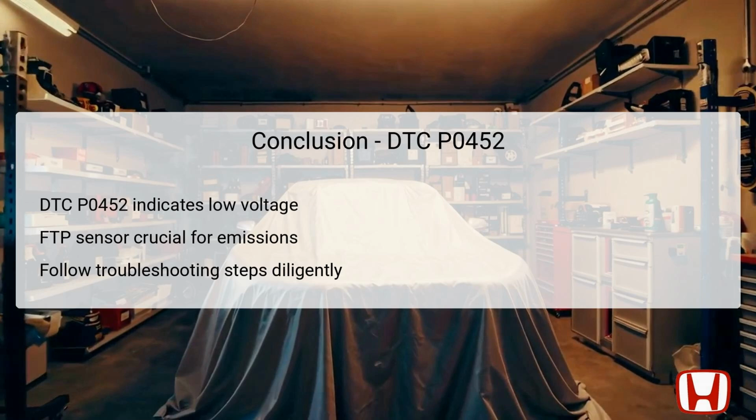In conclusion, DTC P0452 signifies a low voltage condition in the FTP sensor circuit, which is integral for monitoring fuel vapor pressure and overall emissions management. Each of the troubleshooting steps outlined provides a systematic approach to isolating the fault, whether it lies with the sensor, wiring, or the control module itself. It is essential to follow through each step meticulously to ensure a thorough diagnosis.